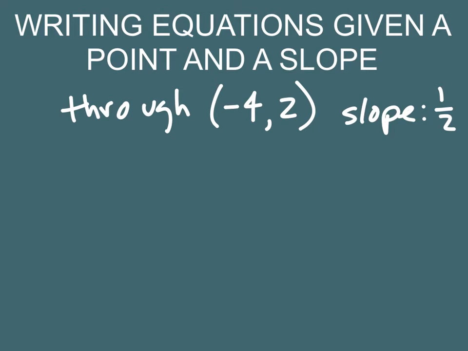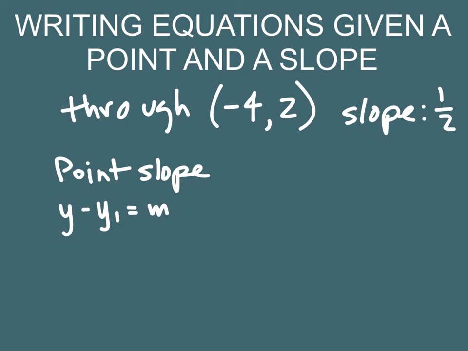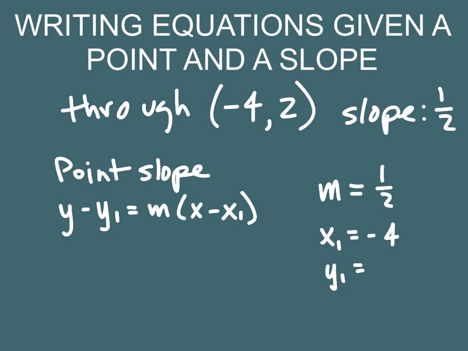I'm going to first do this using point slope form, which means, if I write down point slope form, that's y minus y1 is equal to m times x minus x sub 1. All right. And when I do this, I want to identify a couple things. I want to identify what my m value is, and that's 1/2. And then I want to use the point x sub 1 is equal to -4, and y sub 1 is equal to 2.